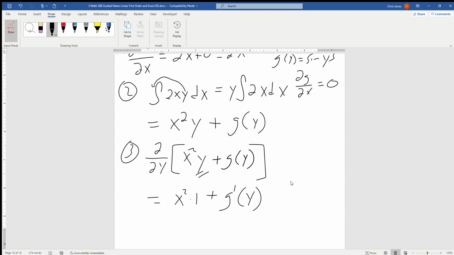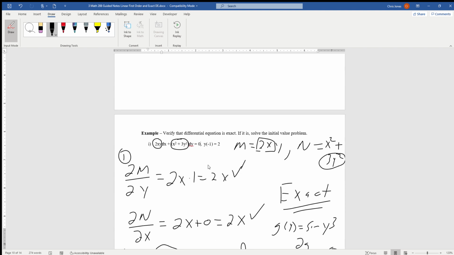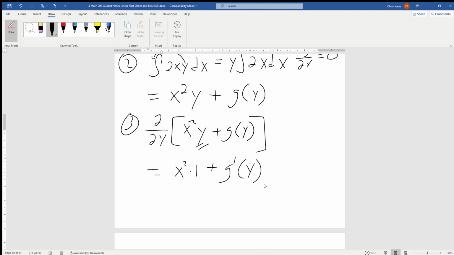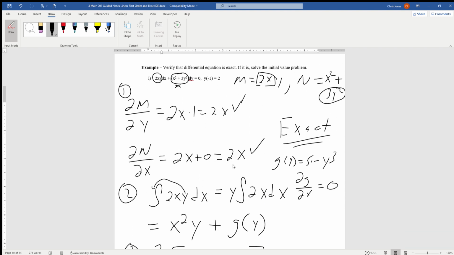All right. Now, we are going to set that equal because this is an exact equation. There's some function that when we take the partial, it's going to be equal to this part right here. Right? And so we're going to set this equal to N, which was x squared plus, I believe it was 3y squared.